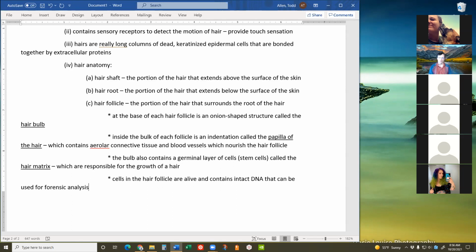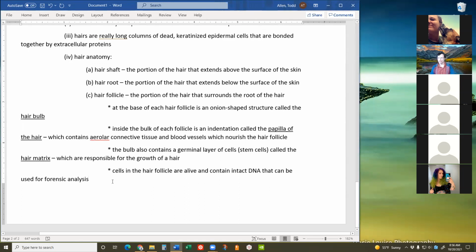Cells in the hair follicle are alive and contain intact DNA that can be used for forensic analysis. You might find a suspect's hairbrush and find some hairs there. If any of the hairs in the tines of the hairbrush contain follicles, then you have enough DNA that you can start doing something with it.